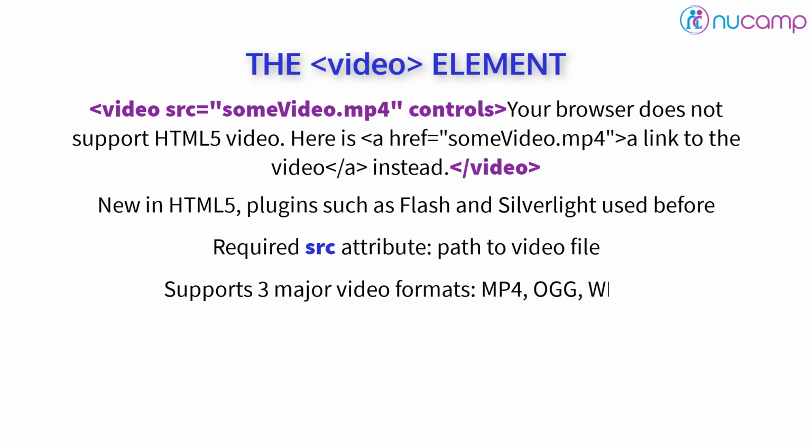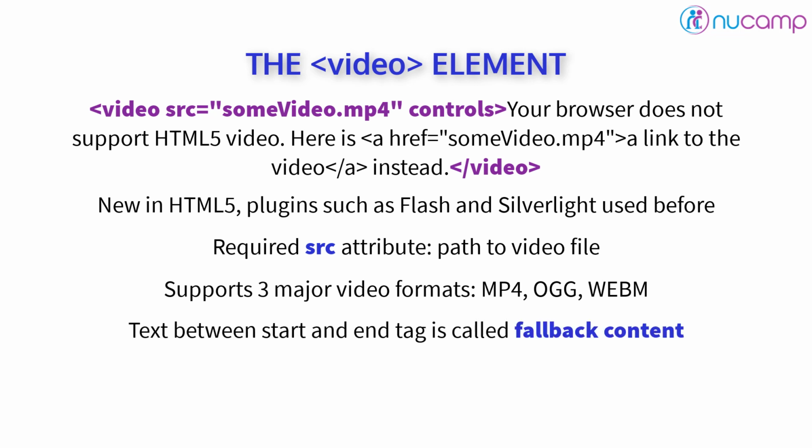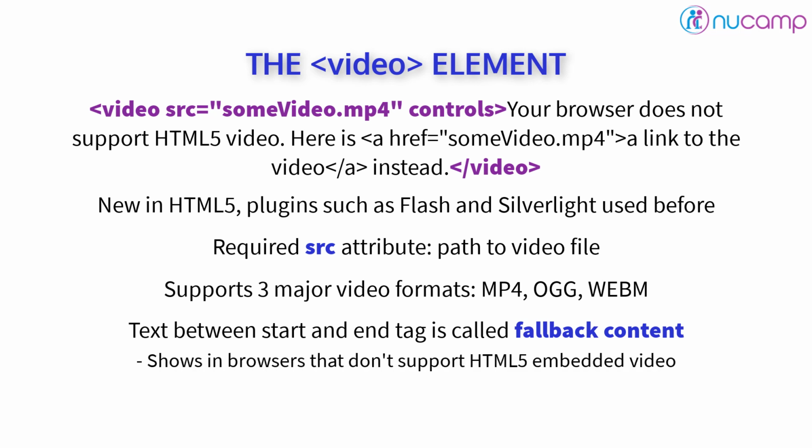The video element supports three major video formats: MP4, OGG, and WebM. It has both a start and an end tag. The text in between the tags is what's called fallback content. If someone is using an older browser that doesn't support the HTML5 video embed tag, typically you want to have some text that says something like this example here: your browser does not support HTML5 video. Here's a link to the video instead.